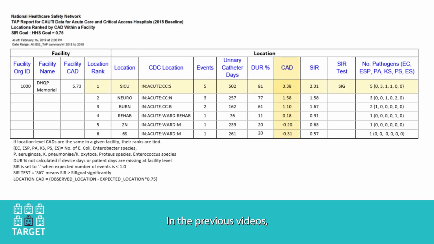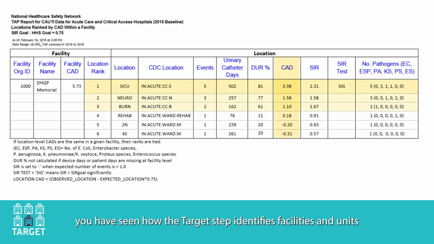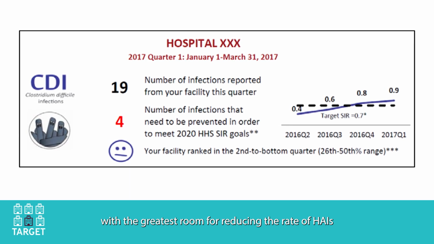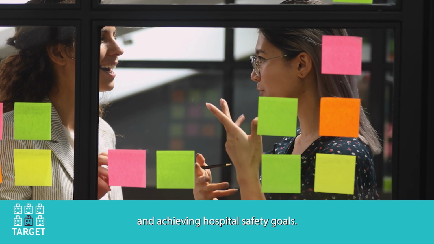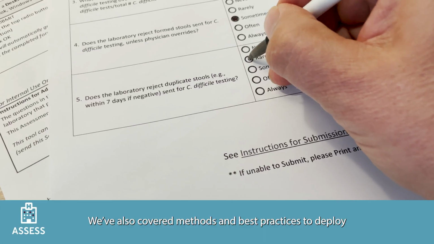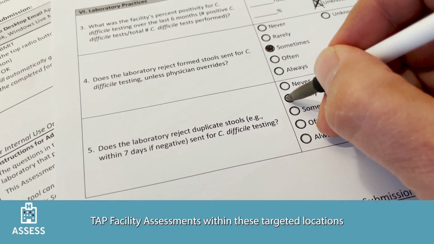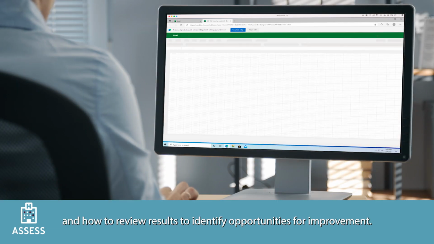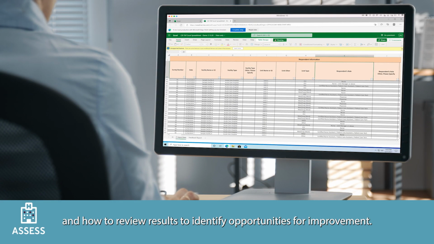In the previous videos, you have seen how the target step identifies facilities and units with the greatest room for reducing the rate of HAIs and achieving hospital safety goals. We've also covered methods and best practices to deploy TAP facility assessments within these targeted locations and how to review results to identify opportunities for improvement.